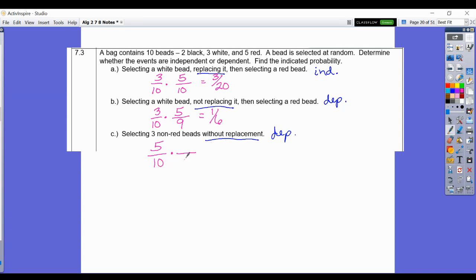I did not put it back. So now there's only 9 beads. And how many of them are not red? Well, since I had to get one that I wanted, there's only 4 left. But I have to do it a third time because I'm pulling out 3 beads. And I only have 3 left in the bag out of the 8 beads that are left in the bag. So then we multiply all of this together and get 60 over 720, which reduces to 1/12. And there we have some examples with independent and dependent events.